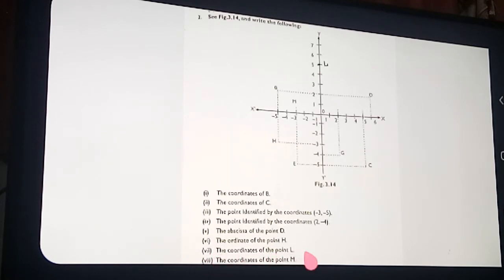The coordinates of the point L. Yesterday we studied that if a point lies on the x-axis, its y coordinate is 0. Why is the y coordinate 0? Because it is not moving away from the x-axis. Therefore, the y coordinate will not exist. And for a point on the y-axis, its x coordinate is 0. Once more, let me make it clear.